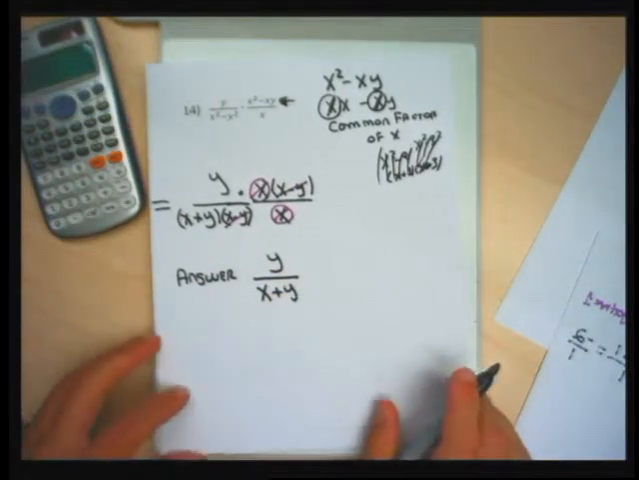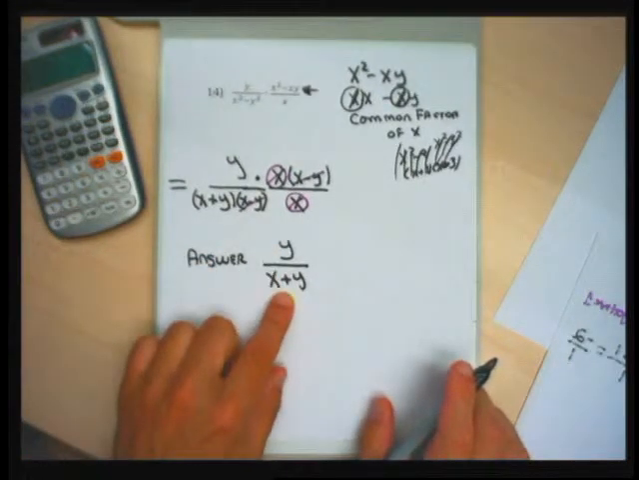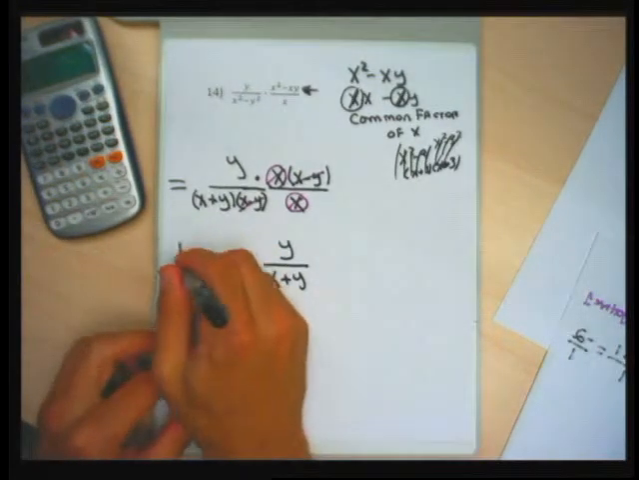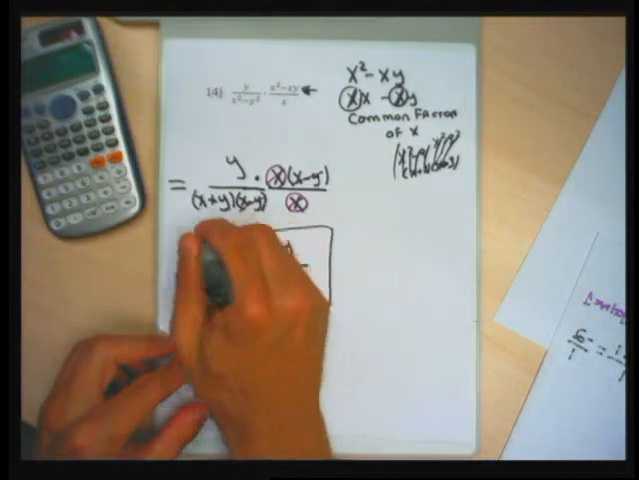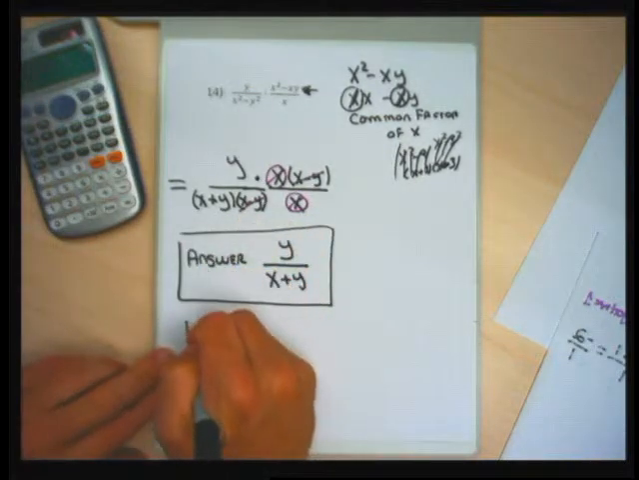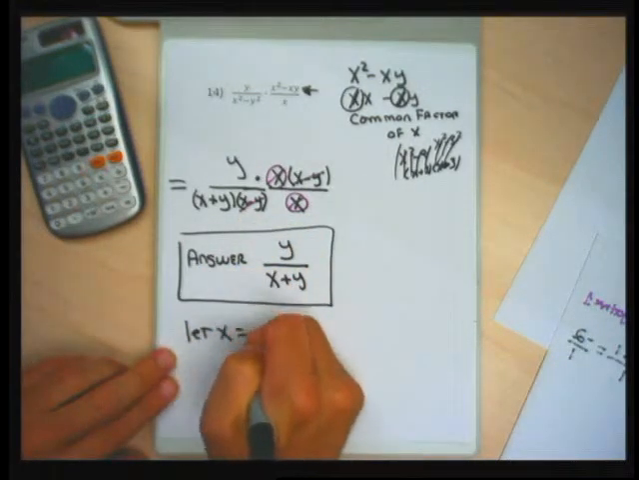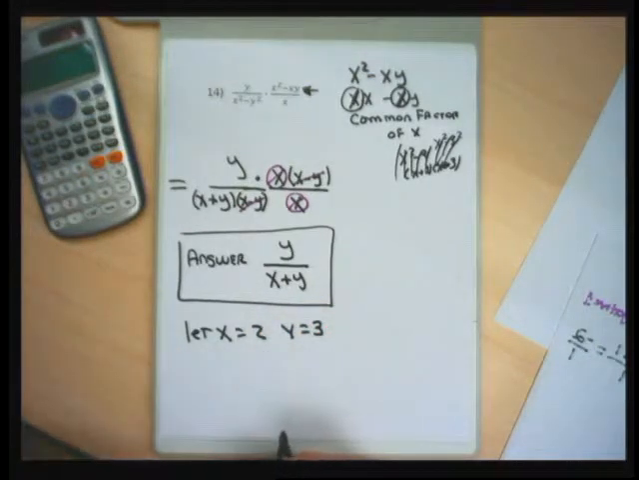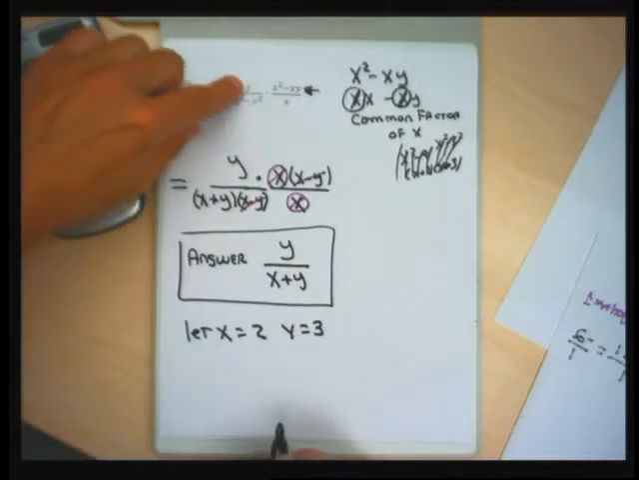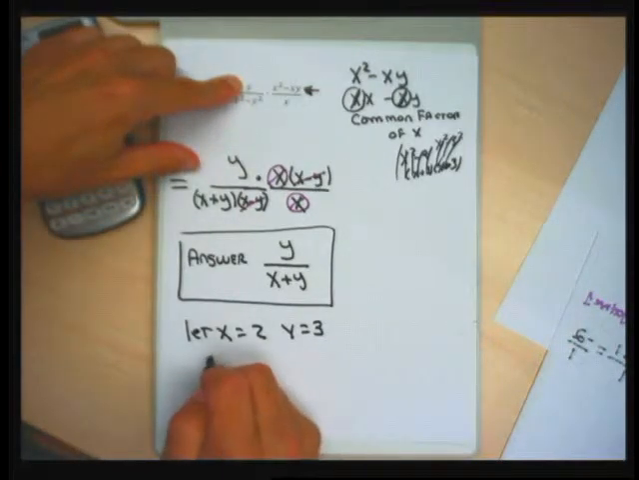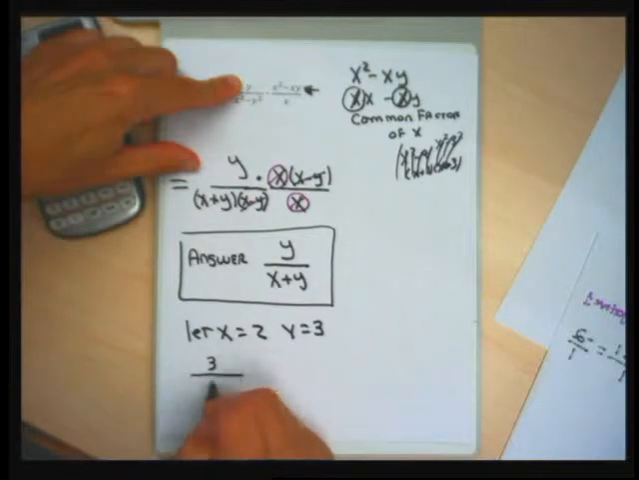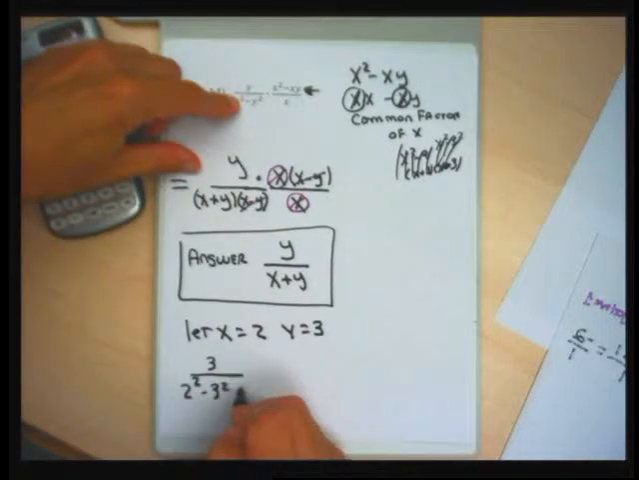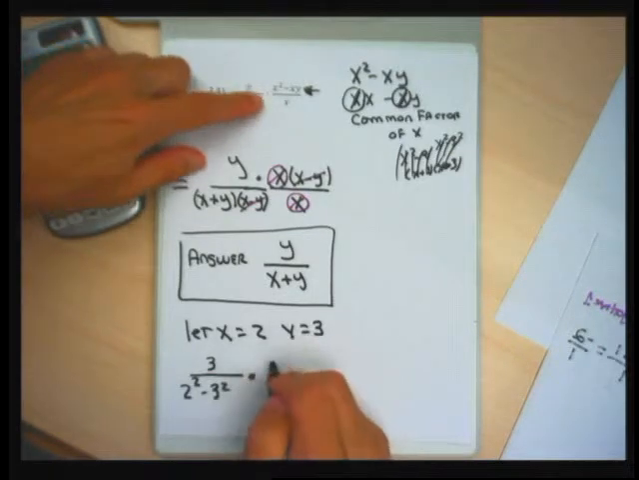You can't cancel an x plus y with a single y. You can only cancel an x plus y with an x plus y. I claim that's the answer. I'm going to check. I'm going to let x equal to 2 and y equal to 3. I don't want to make them the same numbers. I don't like using 0 and 1. So I'm going to go to the original problem and go 3 for y, 2 for x, 3 for y, 2 for x.